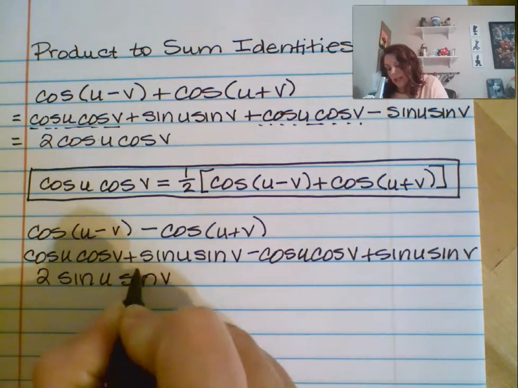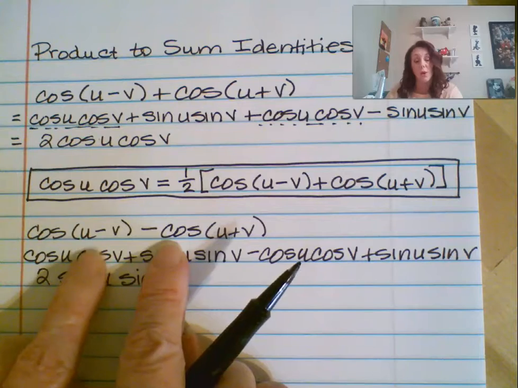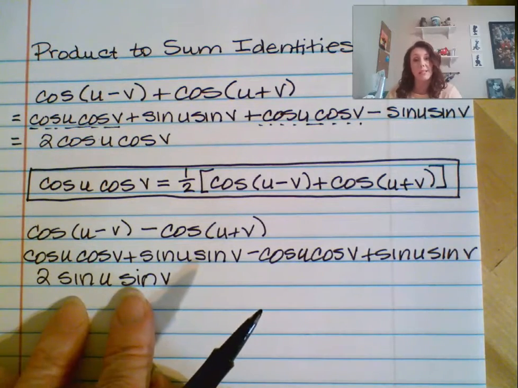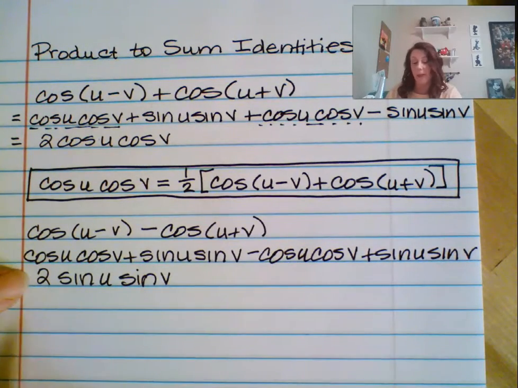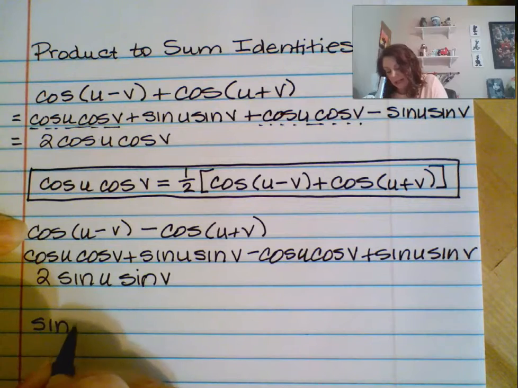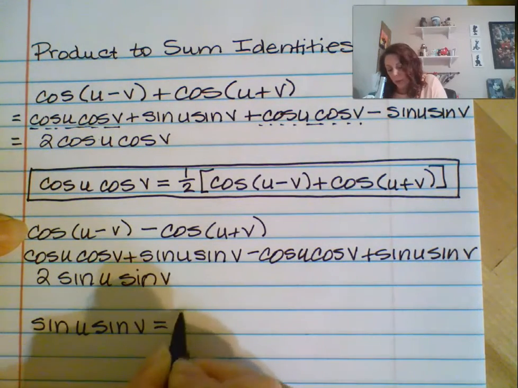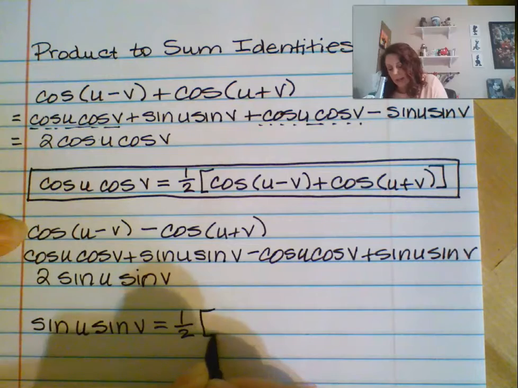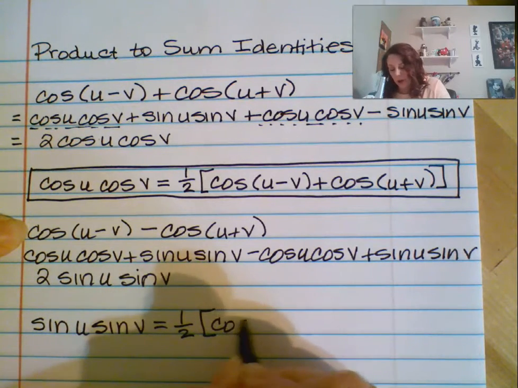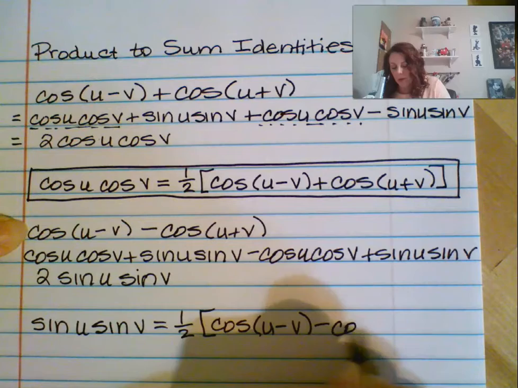So we notice that in this case, the difference of these two cosines produces a product of two sines. And here again, rather than having this factor of 2 at the front, we apply a factor of 1/2 on the other side. So this is going to be typically written as the sine of u times the sine of v equals 1/2 of, and there's this difference that we started with, the cosine of u minus v minus the cosine of u plus v.